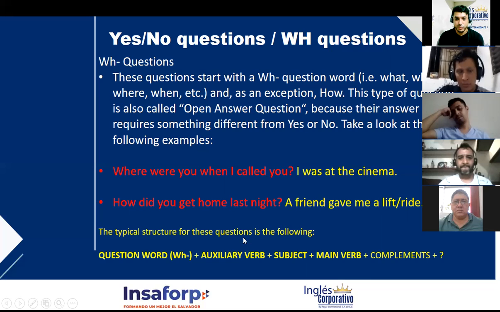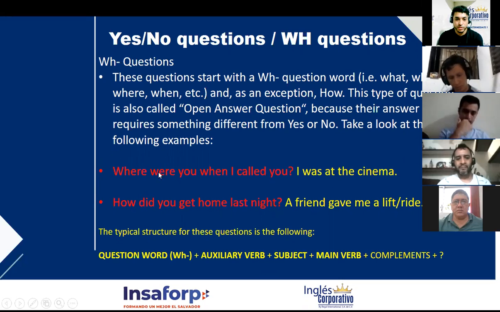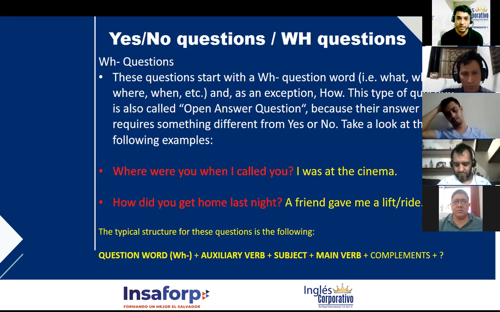And the typical structure for these questions is the following. We have the question word with WH, can be where, what, which, when, etc. And sometimes how. And then we need the auxiliary verb, either did or do or were in the past. As well, we need a subject, the main verb, the complement, and the question mark. So that will be all for the structure. It will be the rule that you have to follow when you make a WH question.